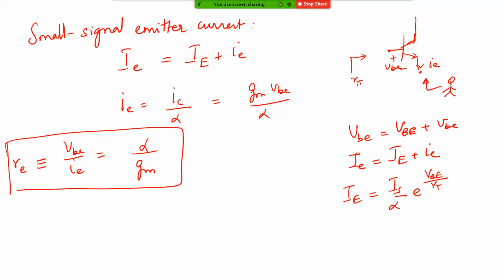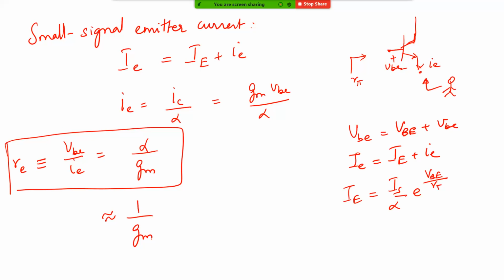What is the resistance that they will see? So this is defined as RE. RE is defined as VBE by IE, and it turns out to be alpha by GM. And in many cases it can be almost equal to 1 over GM. If alpha is close to 1, for practical purposes, sometimes you can approximate it to be 1 by GM. All right. So this is something that you should have in mind.